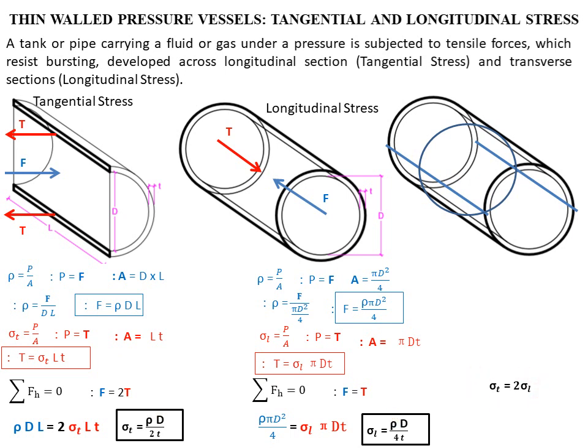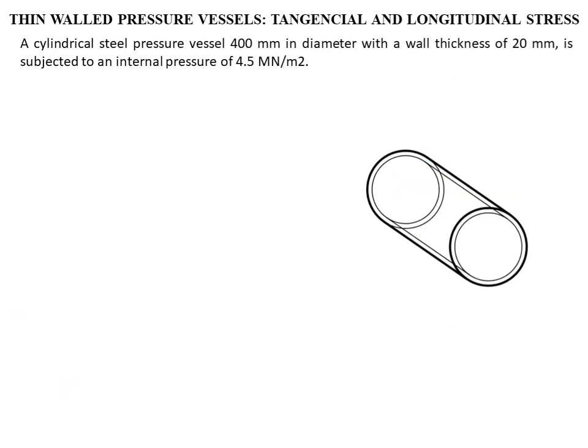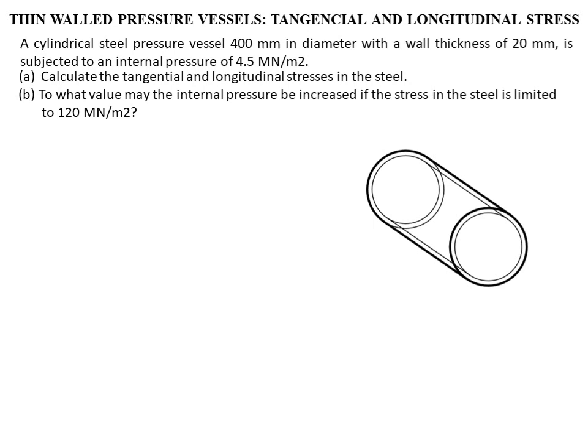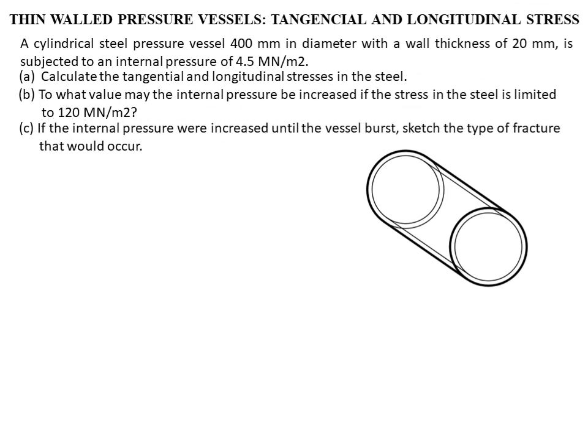So let's try to solve a problem for the application of this derived formula. Here is the problem. A cylindrical steel pressure vessel 400 mm in diameter with a wall thickness of 20 mm is subjected to an internal pressure of 4.5 megapascal. A: calculate the tangential and longitudinal stress in the steel. B: to what value may the internal pressure be increased if the stress in the steel is limited to 120 megapascal. C: if the internal pressure were increased until the vessel burst, sketch the type of fracture that would occur.